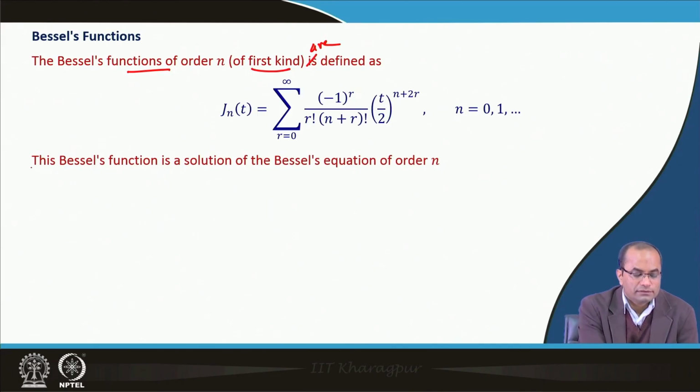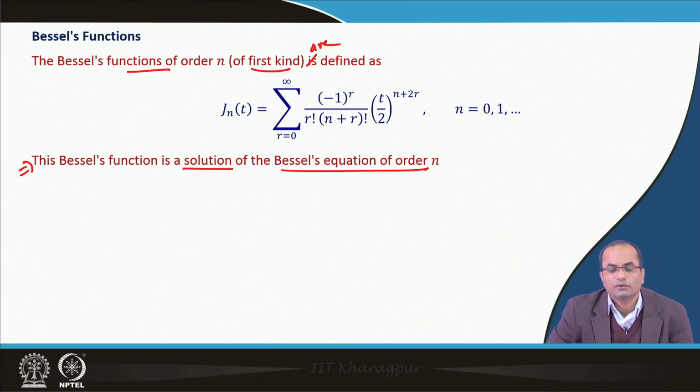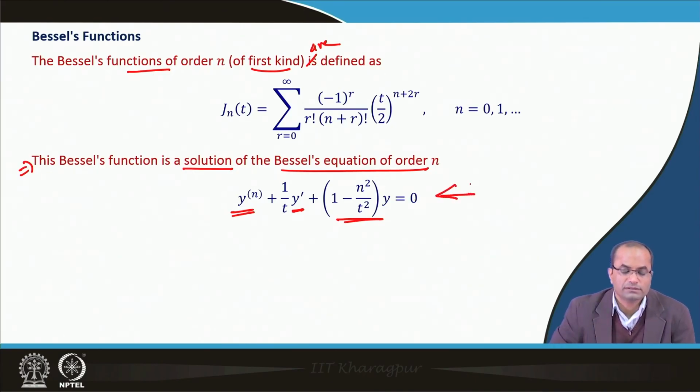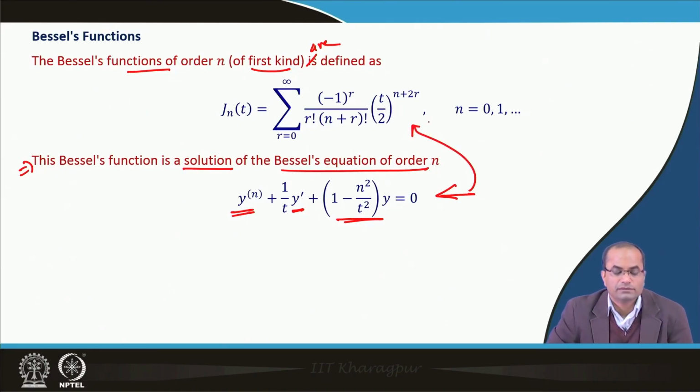Just to give you a little more information, this Bessel function is a solution of the so-called Bessel's equation of order n, and those ordinary differential equations are given as follows. Here we have the second derivative of y plus 1 over t times y prime, and then we have 1 minus n square over t square times y equal to 0. So, the solution of this Bessel equation comes as this Bessel function written as an infinite sum.